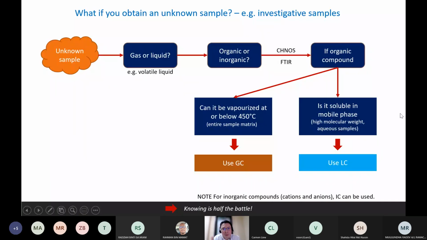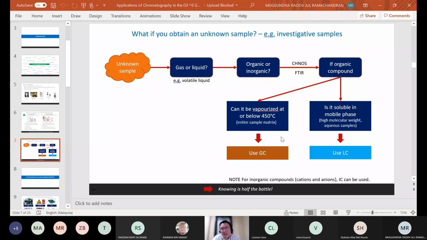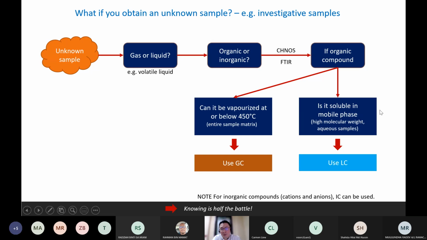So if you get an unknown sample, normally what we do is we ask ourselves, is it a gas or liquid? Is it a volatile liquid? If it's volatile, most probably we can subject it to GC. Is it organic or inorganic? That's also a very important question to ask. Then you can run a CHNOS or even an FTIR and determine if it's an organic or inorganic compound. CHNS analysis would tell you that. Next question, if it is an organic compound, can it be vaporized? Vaporization normally takes place at a high temperature, in this case, let's say 450 degrees C, and the entire sample matrix should be vaporized at this phase. At that condition, you can use the GC.